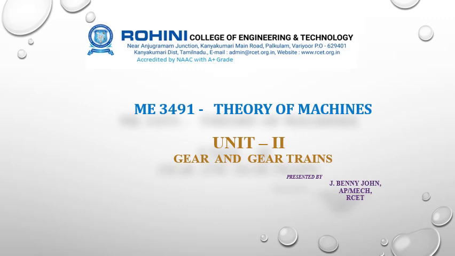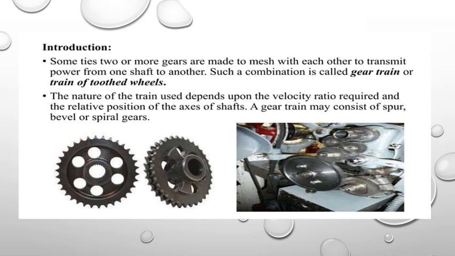Today we are going to see Theory of Machines, Unit 2, gears and gear trains. In this chapter, we are going to see gear trains. Define gear trains: two or more gears are made to mesh with each other for transmitting power from one shaft to another. It depends upon the velocity ratio and the position of the shafts.